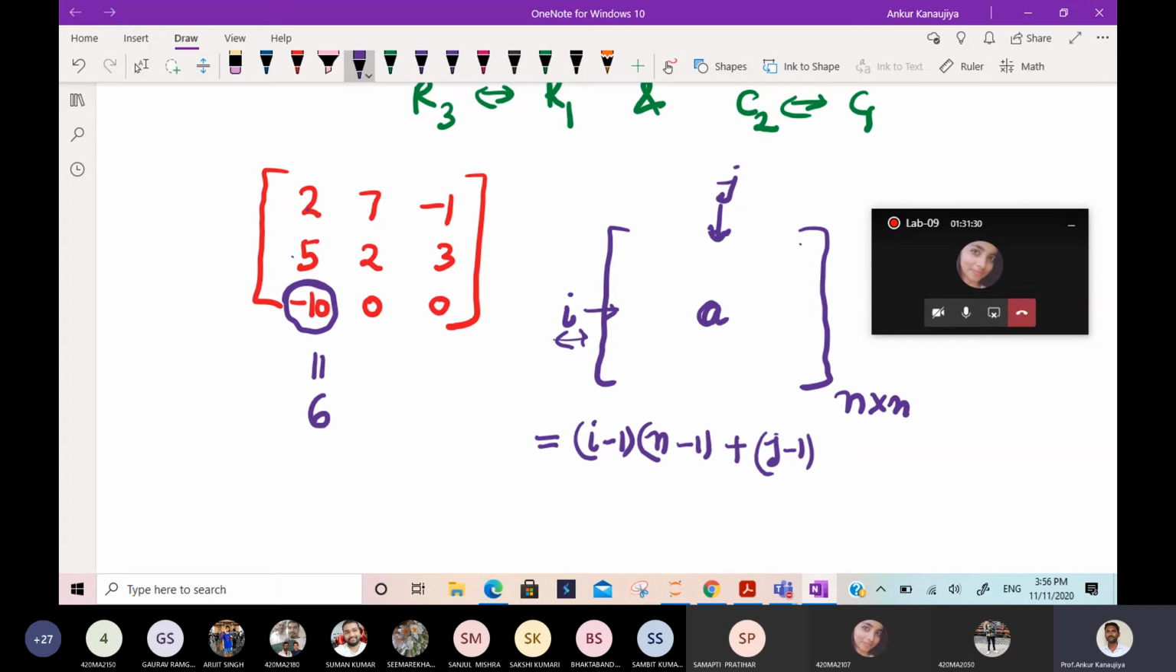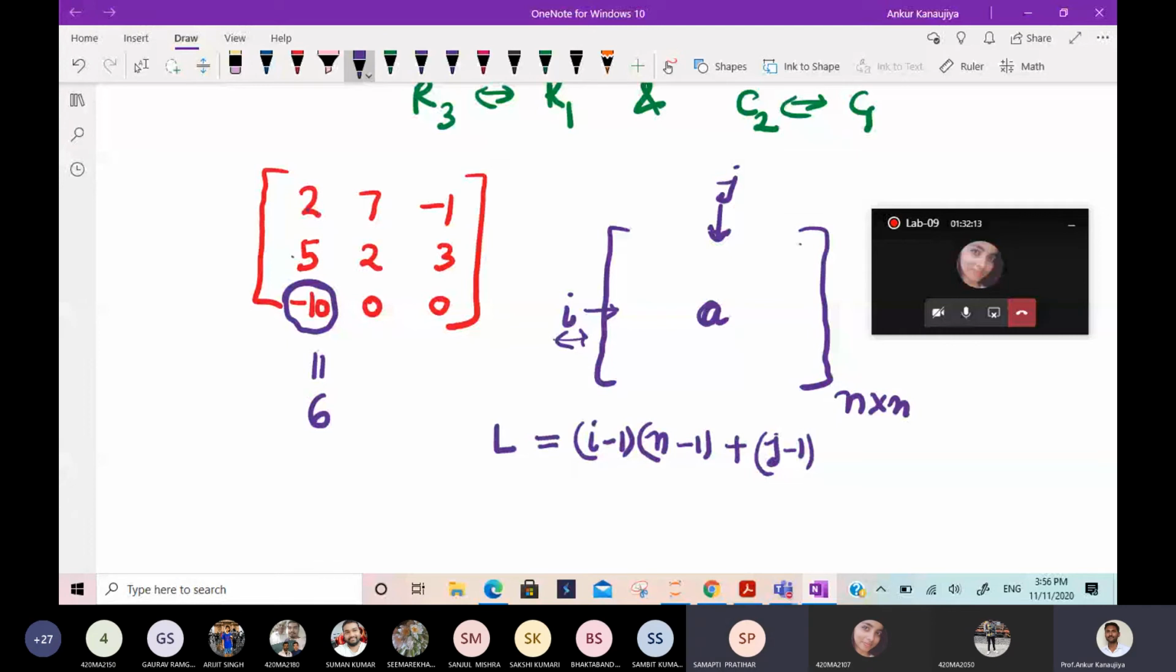And suppose MATLAB is giving the answer as L. So we know L. Can we find i and j? N, anyway, the matrix size, is known. So how to find it? The idea is that if you divide this L by n minus 1, then what will you get? L divided by n minus 1, you will get i minus 1 plus something. Correct?